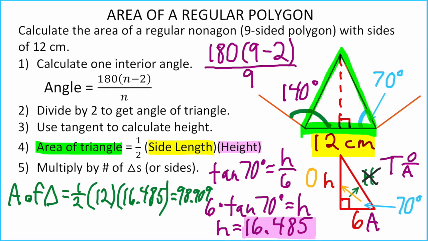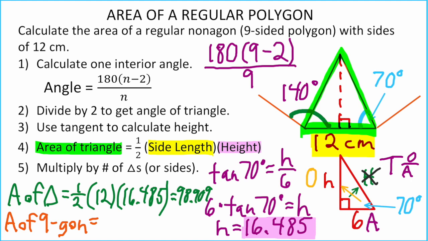Now, step 5 is just to multiply by the number of triangles, which is the same as the number of sides, and this will give us our total area. So the area of our 9-gon, by the way, if you don't remember the fancy words for certain side shapes, you can just use the number and put "gon" on the end. So a nonagon can also be a 9-gon.